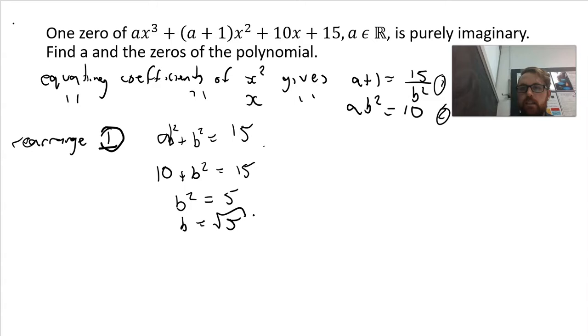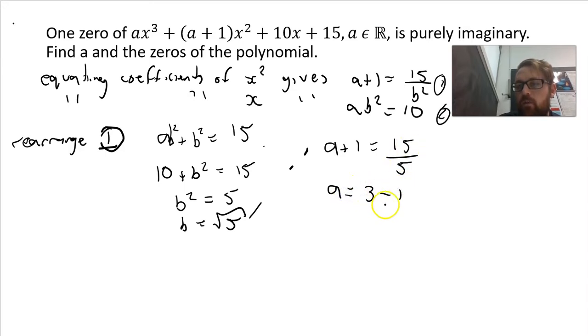Now, what I can do is I can just put that b back into the other side. So let's put this into equation 1, it doesn't matter. So a plus 1 equals 15 over, we know b squared is 5, so 15 over 5. So that means a equals 15 divided by 5 is 3, take away 1, so a equals 2. So now we've got our a and our b, and we can move from here.